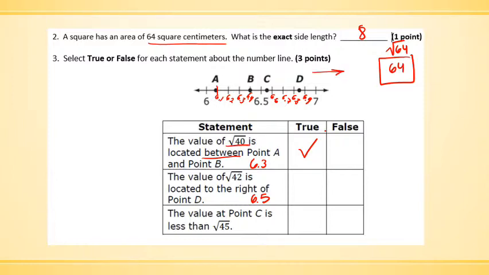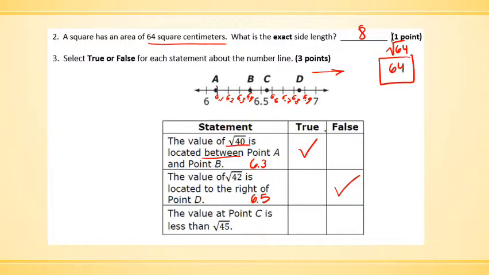So to the right would be this way here, and I see that D is around maybe 6 8/10, a little more than 6 8/10, maybe around 6.85, 6 85/100. So I'm noticing that this value is not larger, so it would not be to the right. So this is false.